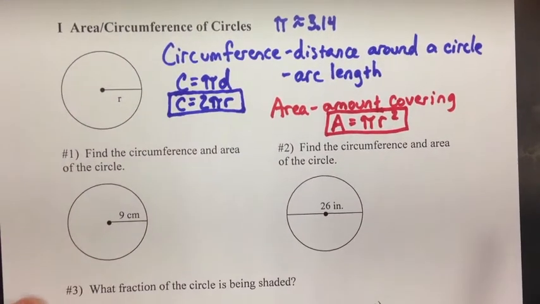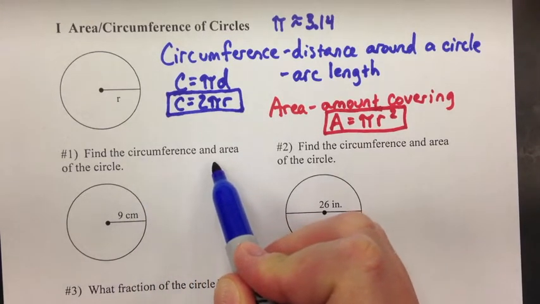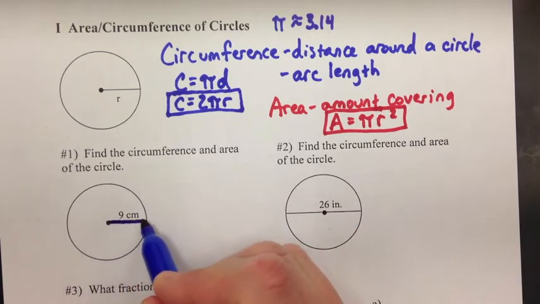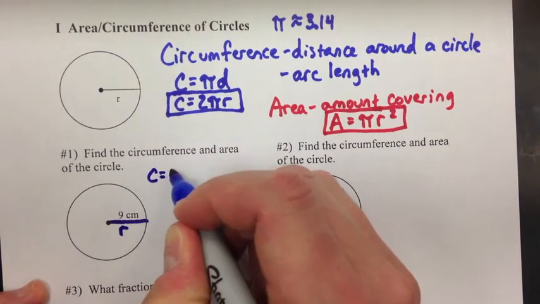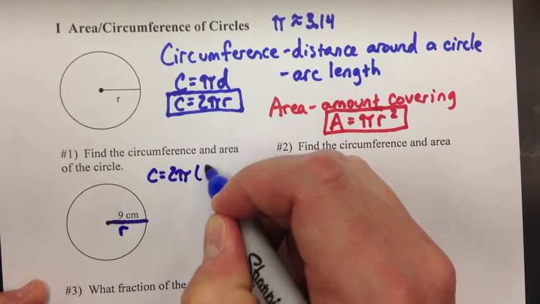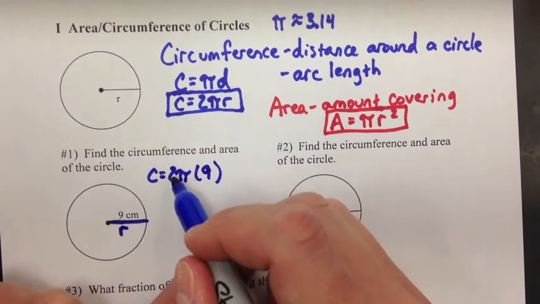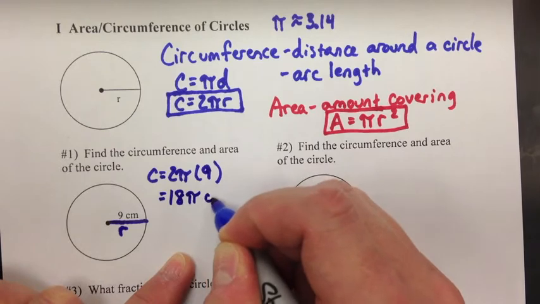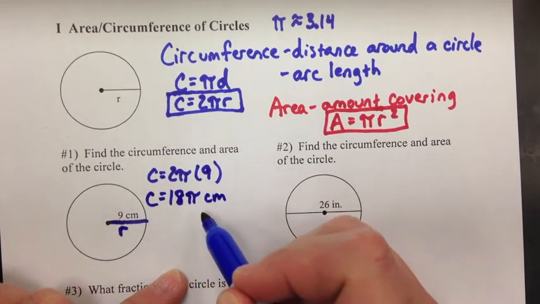Number one, let's look at some examples. Find the circumference and area of the circle. All right, well, we need the radius. We've got it, 9 centimeters. There's our r. So circumference is 2 pi times the radius, which is, in this case, 9. Now, there's actually two ways you can write your answer. If we just do 2 times 9, we get 18 pi centimeters. This is a good answer. This is what we call the exact solution.